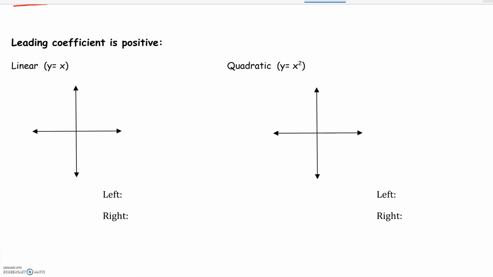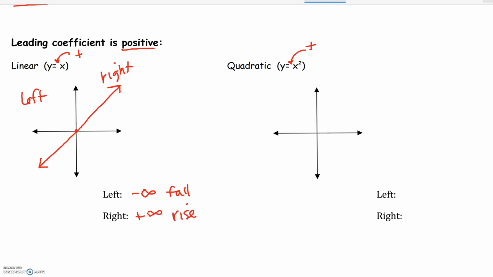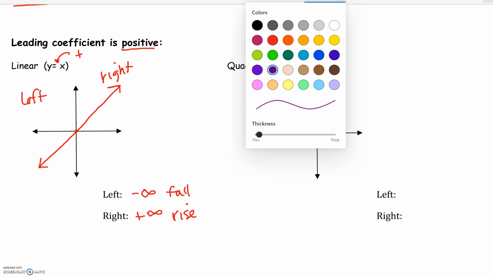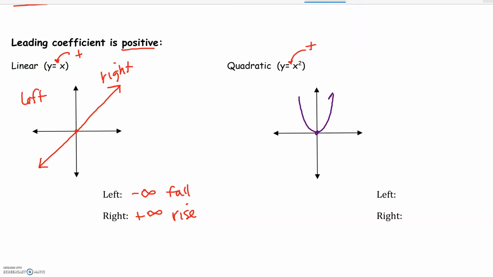This page is when our leading coefficient is positive. So what that means is this number in front of our highest degree is positive. So here's what our graphs look like. For a linear, it's going to go through 0, 0. So there we go. From the left, we are coming from negative infinity, or it's a fall, if you want to think of it as falling and rising. And then on the right side of the graph, we're going upward or rising, which would be a positive infinity. Let's take a look at our quadratic here, which we know looks like that.